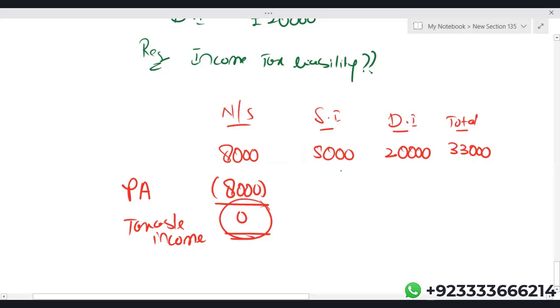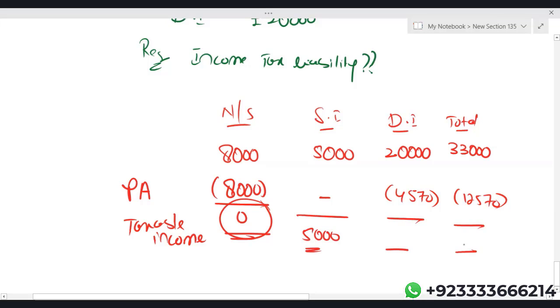So in that case, personal allowance sequence will change. And now 12,570 minus 8,000. Remaining personal allowance will be deducted from the dividend income, which is 4,570. So 20,000 minus 4,570. I'm getting 15,430. Okay.